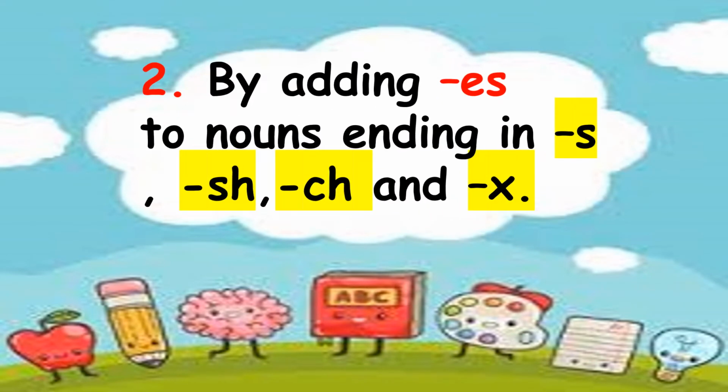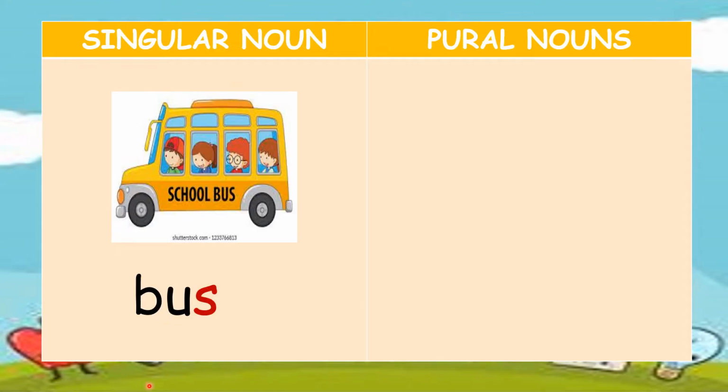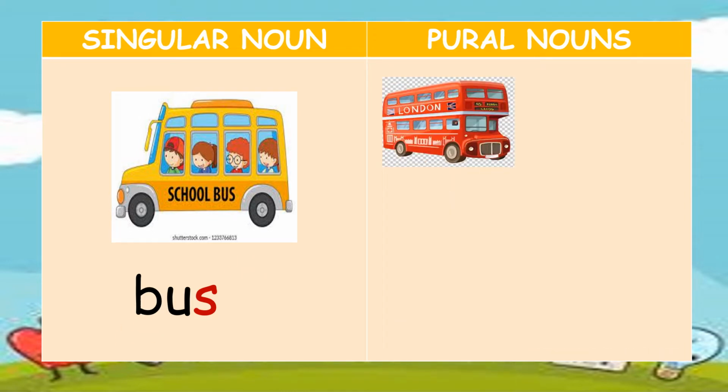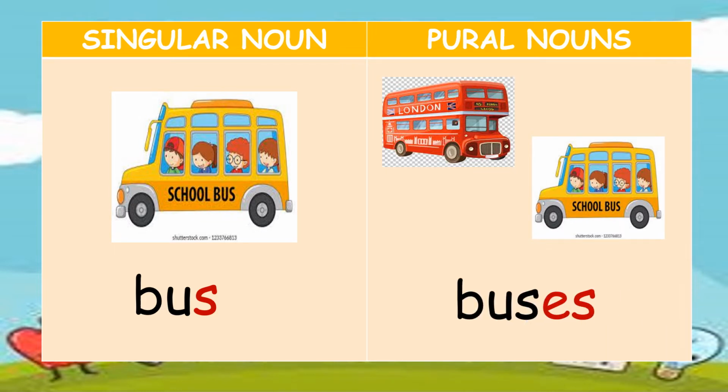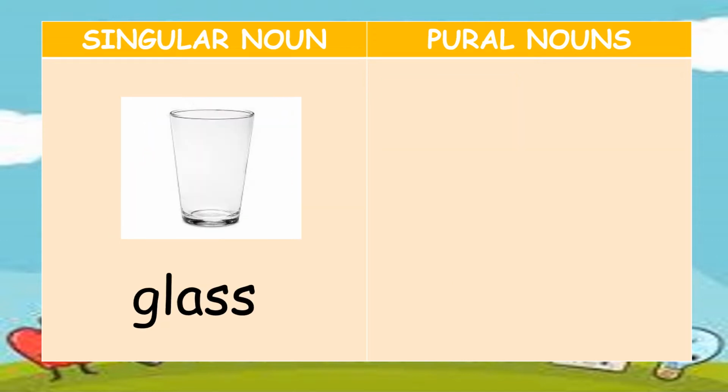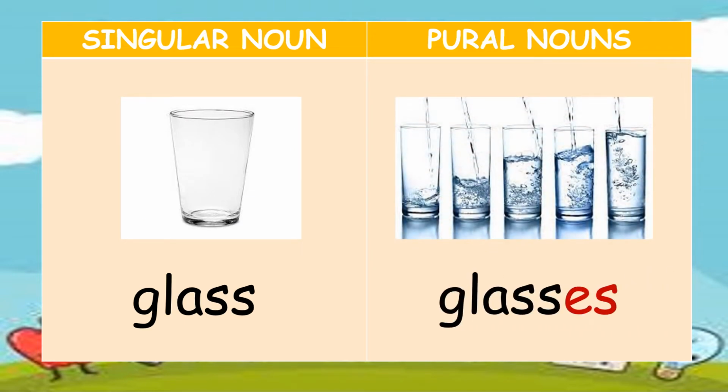Number 2. By adding ES to nouns ending in S, SH, CH, and X. A bus. Bus is singular. 1 bus, 2 buses. So the plural of the word bus is buses. You add the letters E and S. A glass. 5 glasses. Glass singular, glasses plural. Add ES.